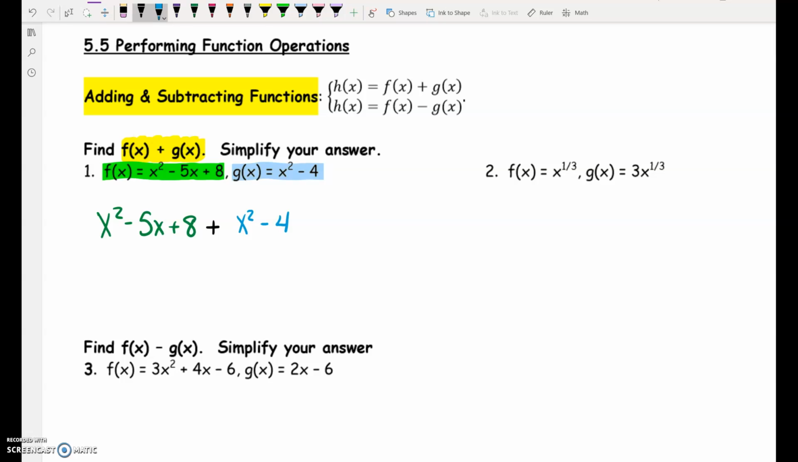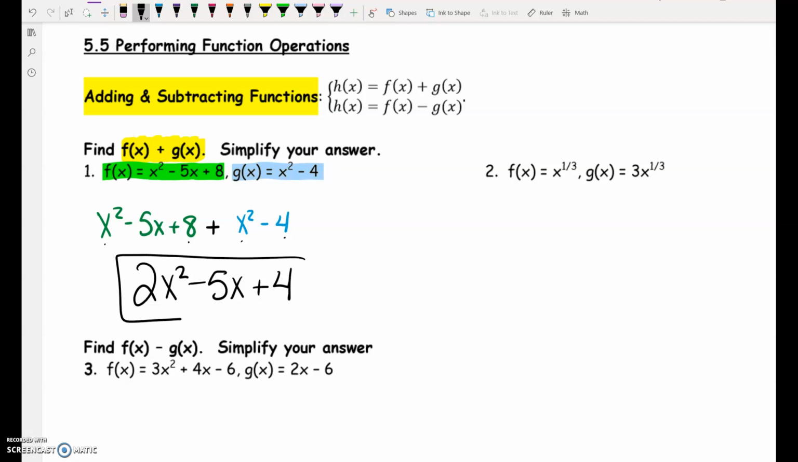Well, if we're adding, we're just combining like terms. So we got x squared and x squared, that's 2x squared. Negative 5x. And then 8 and negative 4 would give us 4. Ta-da!